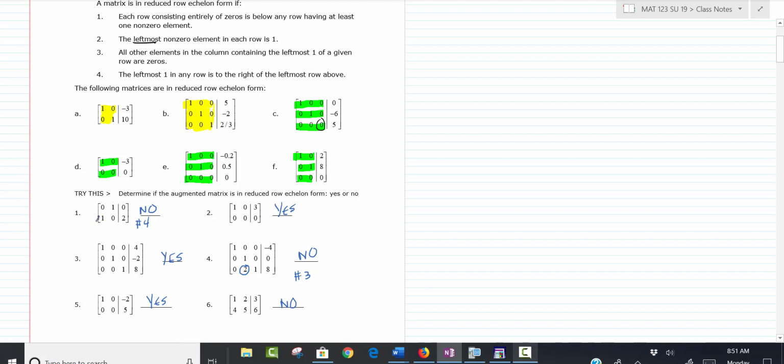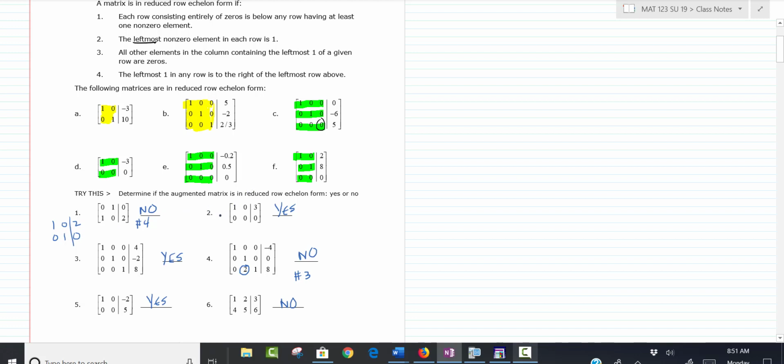Okay, well, these things are in backwards order. So this one really needs to say 1, 0, 2, 0, 1, 0. In order to meet condition number 4, the leftmost one, which is this, is to the right of the leftmost one in the row above. So that thing right there has got to be to the right of that. That's why that's not reduced row echelon form.